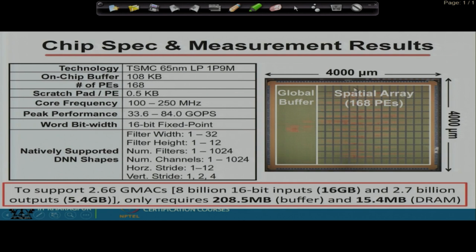This is the chip which is developed based on the technology I described: the ALU having local memory as well as global memory, each ALU interconnected to the others, and after that the DRAM access. The specification of that IC is that it is developed in 65 nanometer technology. The on-chip buffer is 108 KB, there are 168 processing elements, the processing element memory is 0.5 KB each, the core frequency is 100 to 250 megahertz, and the peak performance is 33.6 to 84 giga operations per second. This is an IC developed by the research group at MIT.